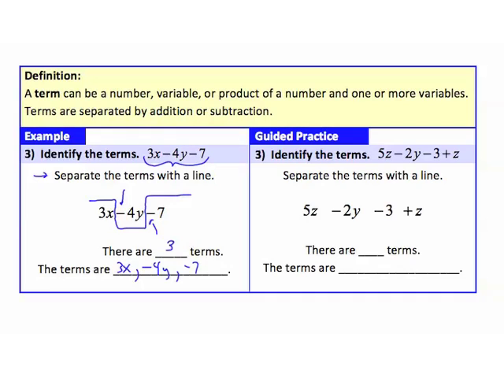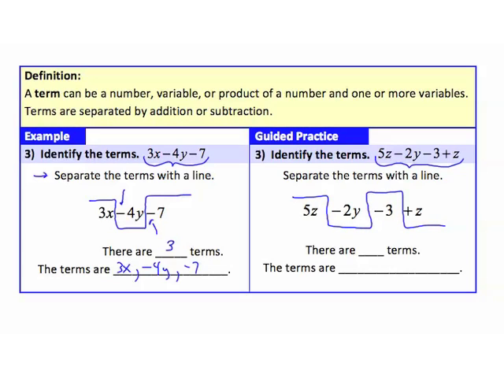Question 3. Identify the terms in this expression. So again, this is our whole expression here. In that expression, we have 5z minus 2y minus 3 plus z. First thing we want to do is separate these terms with a line. So I would draw a line around each of these terms.